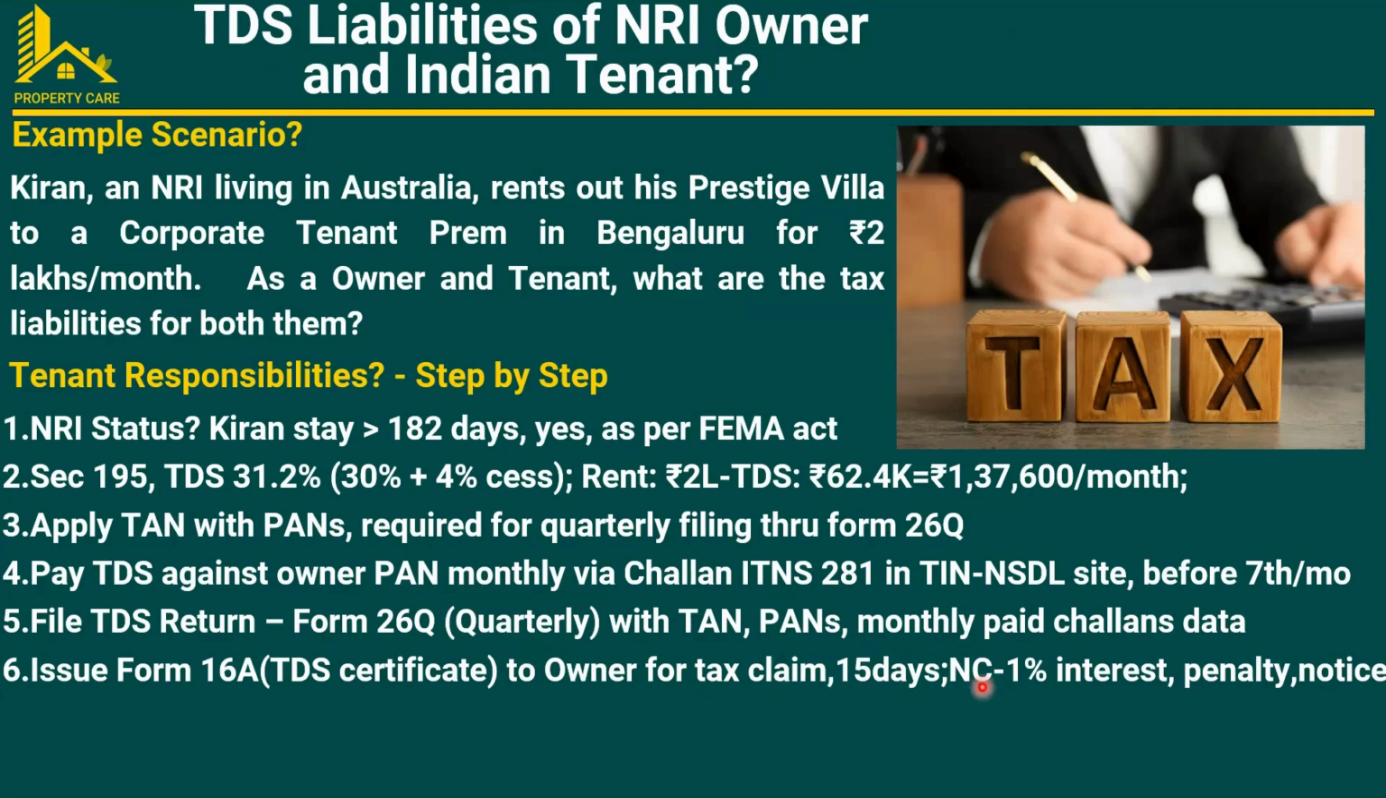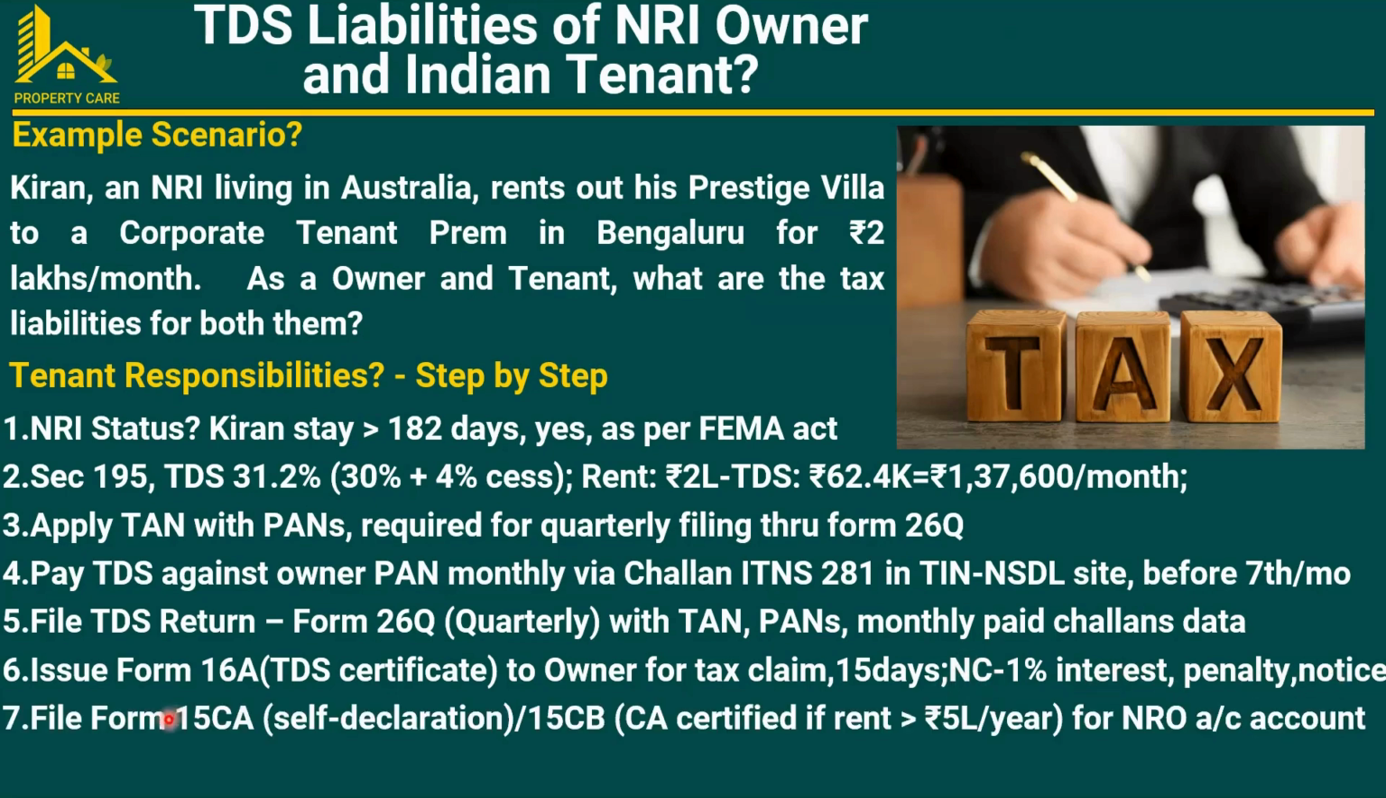For non-compliance, those who are not doing this, 1% interest will attract and a penalty of up to 200 per delay day, and the notice also will be given by the income tax department. So if they suspect any activity, the next step, number 7, is to file Form 15CA.